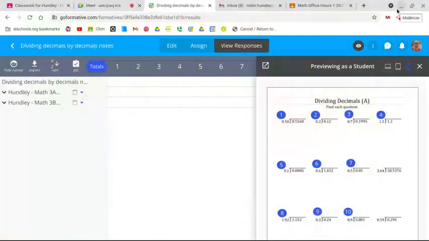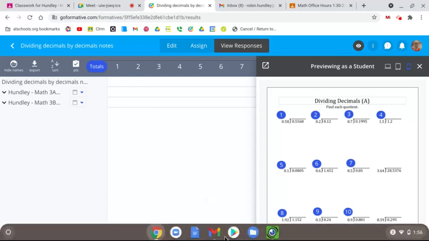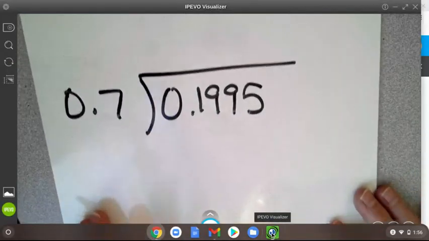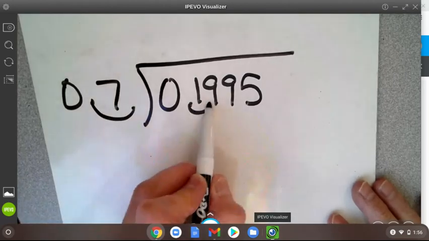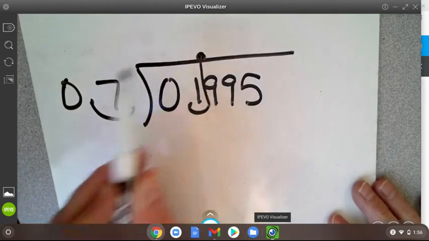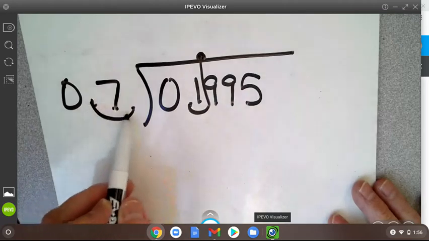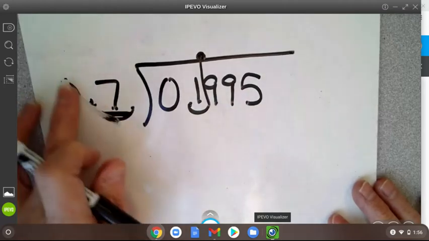Number 3 says 0.1995 divided by 0.7. Once again, I'm going to go back to my screen here and show you what I'm doing. Outside 1, inside 1, raise it to the roof. Now I'm just thinking 7. I'm forgetting all of this other stuff. I've got my decimal holding its place.